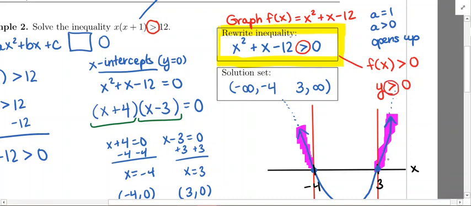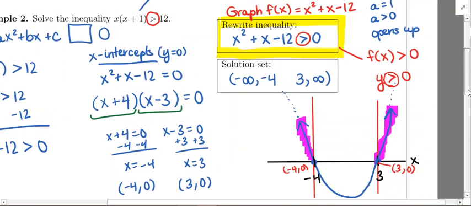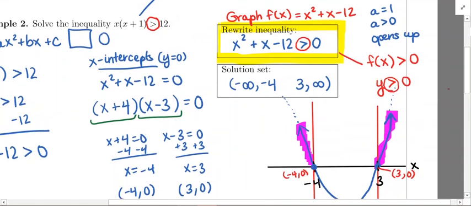So you do not want to include the x-intercepts because they have coordinates (-4, 0) and (3, 0). Their y coordinates are exactly 0. That's not what we want. We want y values bigger than 0. So we're going to use parentheses here. We have to consider both segments, so I'll put a union to join those two intervals, and that's your answer.